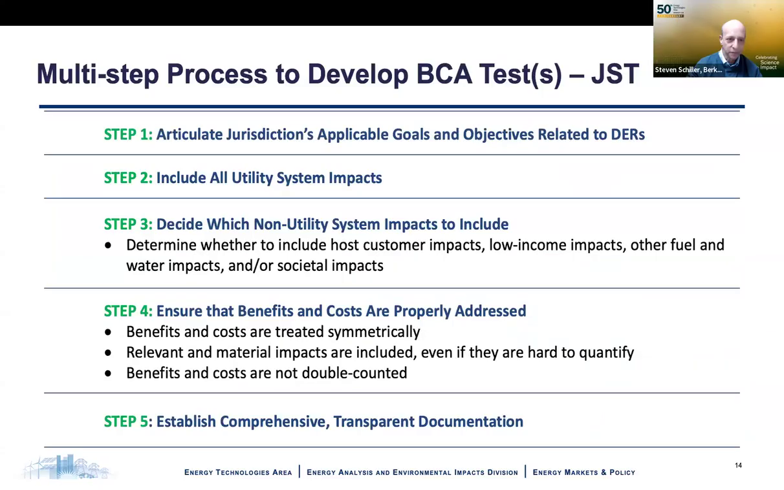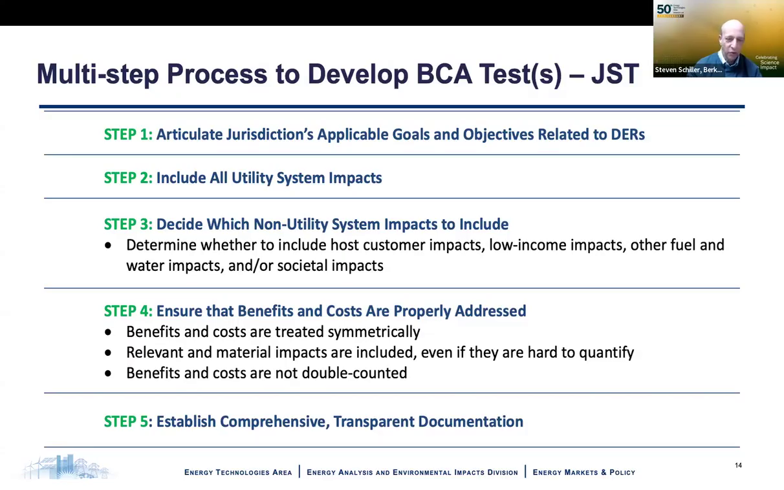develop your test. So this process, these multi-steps, is, first you want to take a look at what are your applicable goals and objectives. They're related to DERs. Take a look at those. You're going to be including all your utility system impacts because this is a test associated with investments around the utility systems, electricity or natural gas systems, for example. But you also want to include some non-utility system impacts, and those are determined based on what your goals are and objectives outside of just the utility system. And they might be environmental goals, they might be economic development goals, etc.